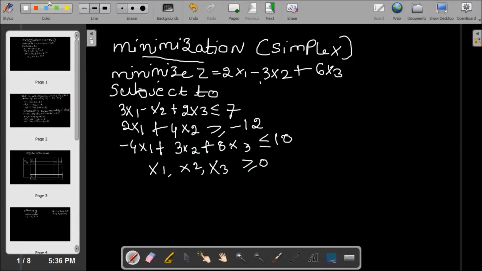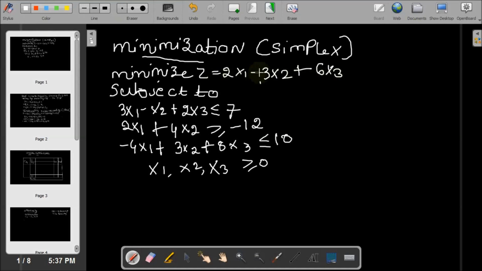In this video, I am explaining the minimization case of the simplex method. In the previous video, I explained the maximization case, but in this video, I am explaining the minimization case of the simplex method. So here my problem is minimize z = 2x1 - 3x2 + 6x3.